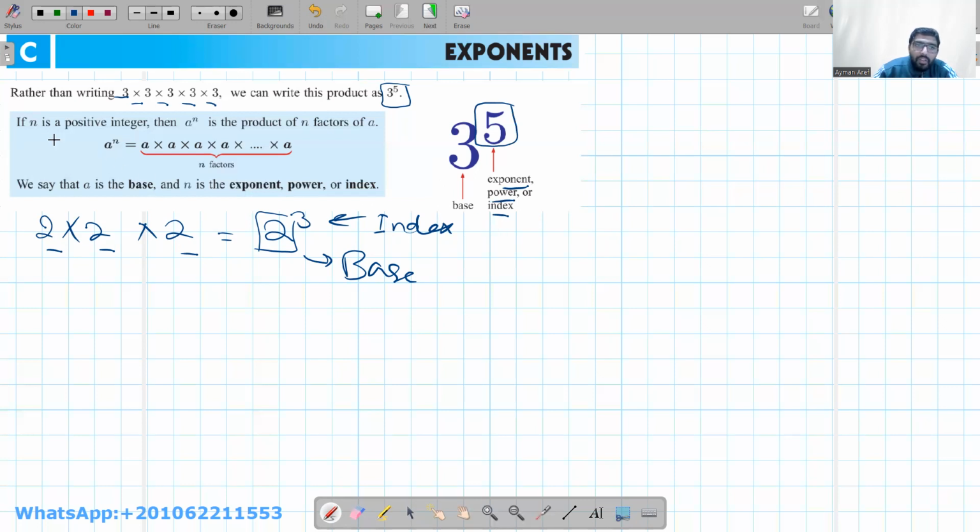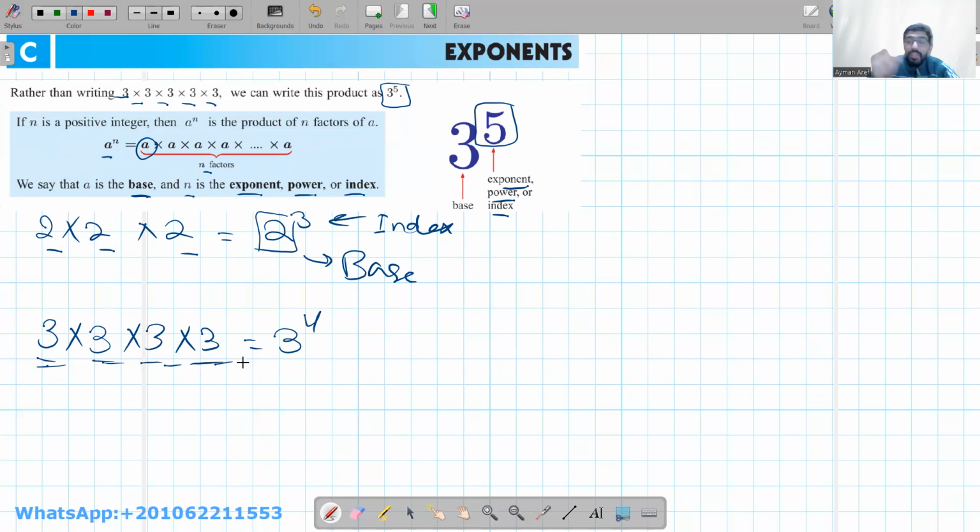Any word of them. We call it exponent, we call it power, we call it index. As a positive integer, if you have a power n, that means a value repeated n times. Then a is the base, as I said, and n is the exponent or power or index, whatever. For example, another one, 3 by 3 by 3 by 3. How many times? 4 times, right? Then 3 power 4 means 3 by 3 by 3 by 3. This is the main idea behind exponents.